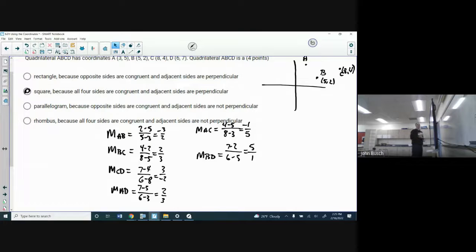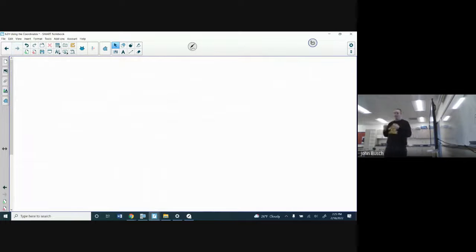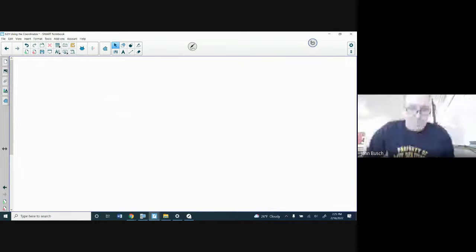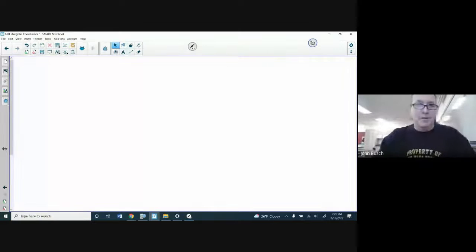And if we measured the lengths of all the sides, we definitely would get the same numbers. But yeah, it's definitely a square. And that's it. Well, I did more than I probably wanted to, but that's probably okay. You can find which quadrilateral it is just by using slope most of the time when you're working with coordinates.